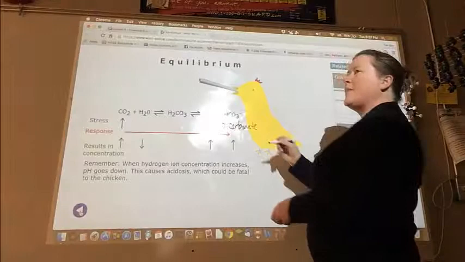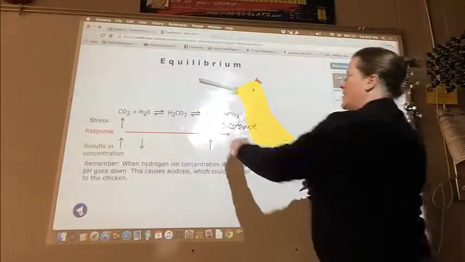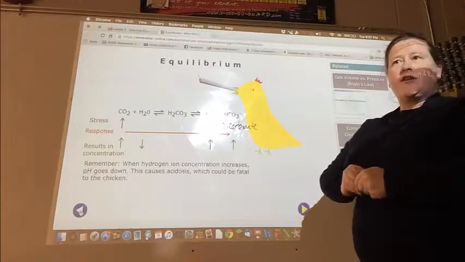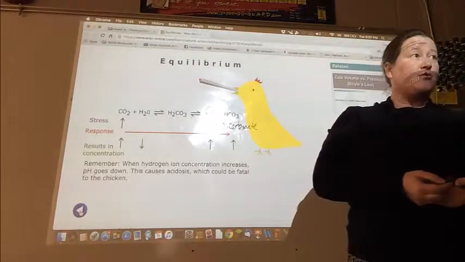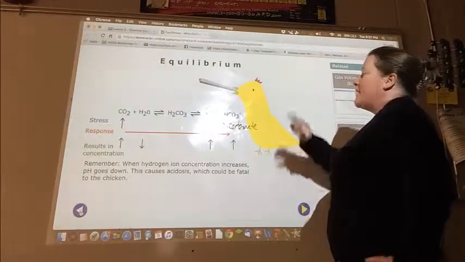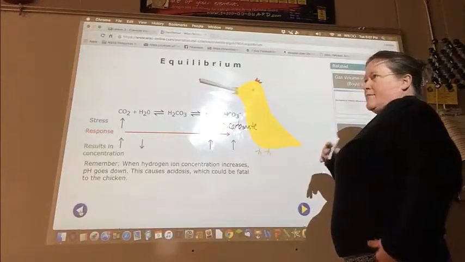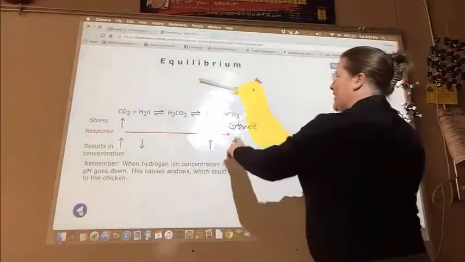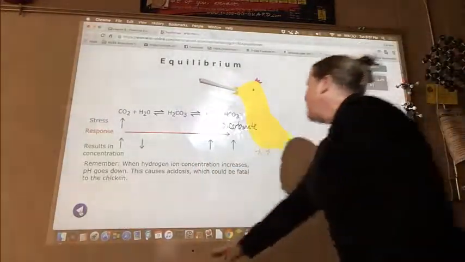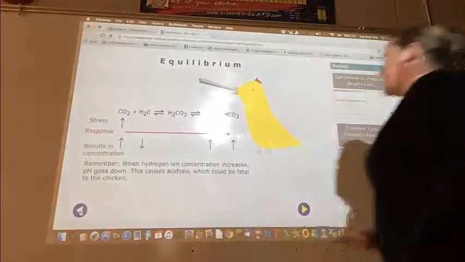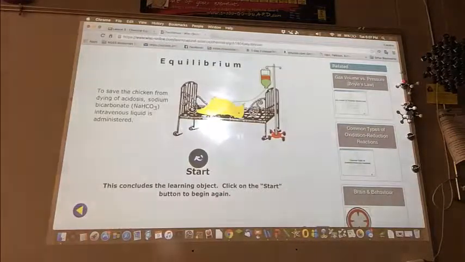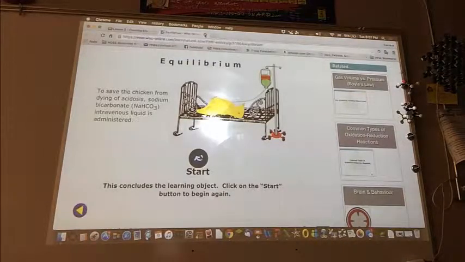If we add sodium bicarbonate, which is baking soda, now I don't encourage any of you to try and make a baking soda solution and try to inject it in your veins if you think that you have acidosis. I am not a physician, but they probably have very, very fine medical grade quality into an IV, and it will push the reaction back that way, reducing the acid from building up. All right, so that is the conclusion of the chicken activity.